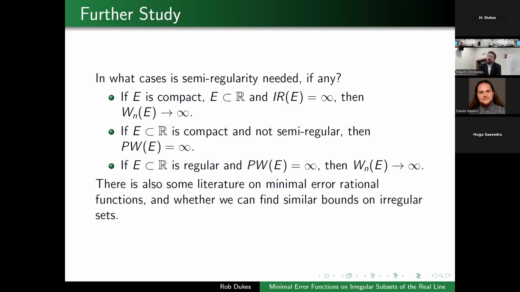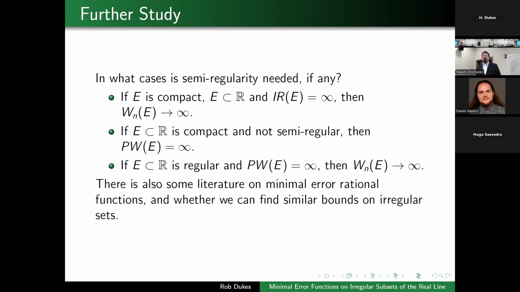The converse: we know that if the capacity is infinity, then the norms go to infinity. Is the converse of that true? If E is compact and not semi-regular, would the upper bound go to infinity necessarily? If E is regular and the Whitney constant is infinity, then do the norms go to infinity? Is that true? It's basically a lot of converses we're on here.